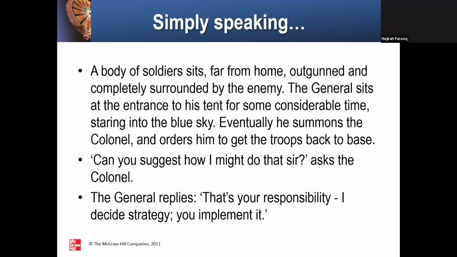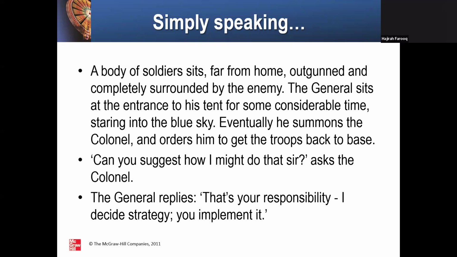The general sits at the entrance to his tent for some considerable time, staring into the blue sky. Eventually, he summons the colonel and orders him to get the troops back to the base. The colonel then asks the general, can you please suggest how I can get the troops back to the base? So the general replies that it is your responsibility.